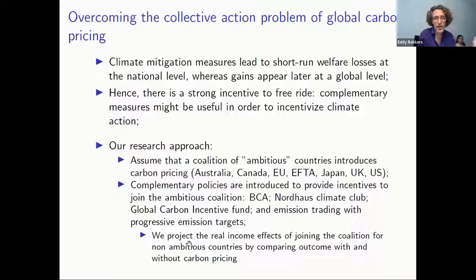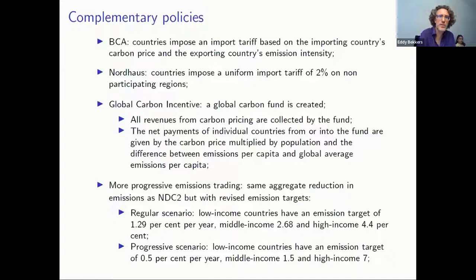And what we do when we look at the incentive effects is we look at the real income effects on other regions, so the regions not initially in the coalition, of joining the coalition compared to, for example, paying the BCA. Given that you're faced with BCA or maybe Nordhaus tariffs, do you have an incentive to change your policy? And so here is the overview of the complementary policies. The first two, I think you're all familiar with: BCA and Nordhaus. Nordhaus is the uniform tariff to try to incentivize regions to join a carbon club.